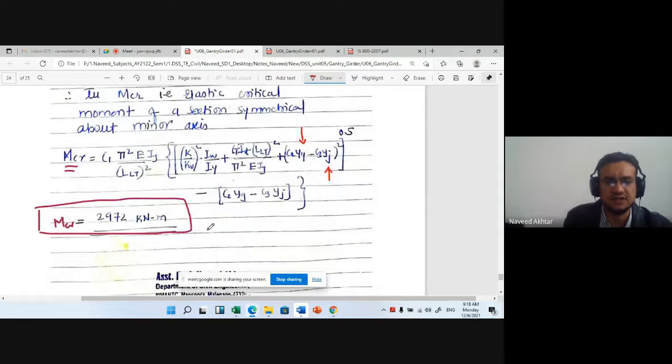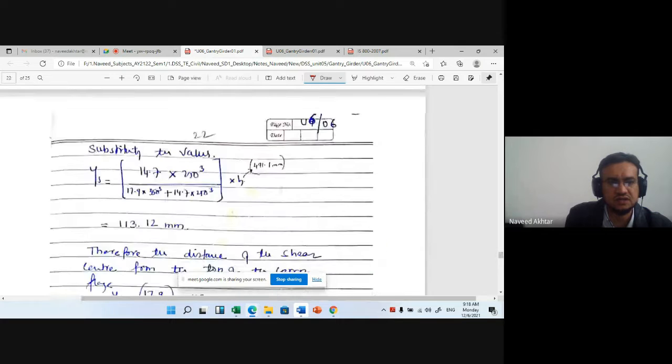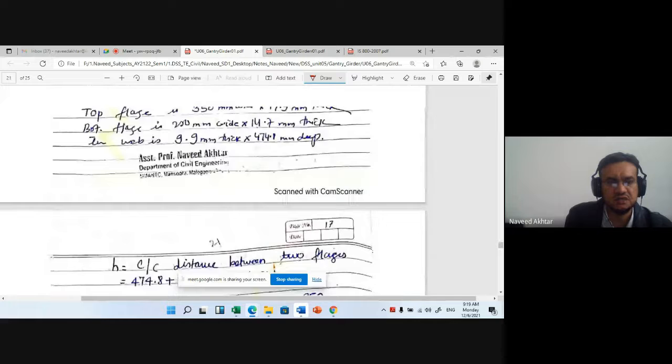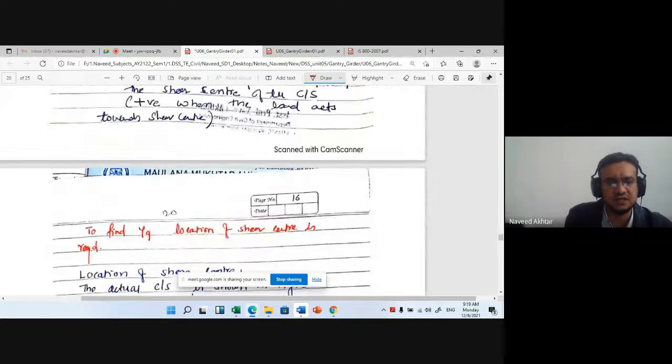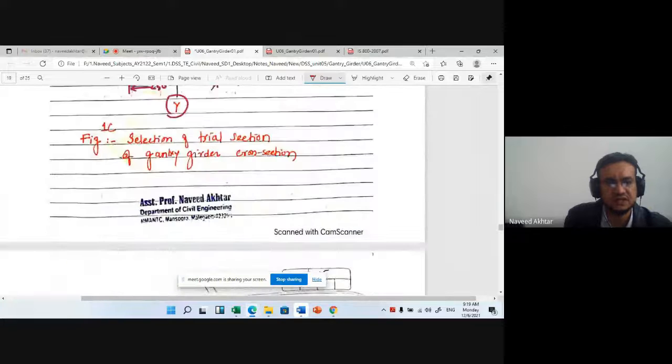So this critical value should be greater than the moment coming. It is much larger than the moment coming on our section. In our case, it is six something. Sorry, you can say it. The moment coming on our section by addition of horizontal moment also. So you can see here our value is very less.